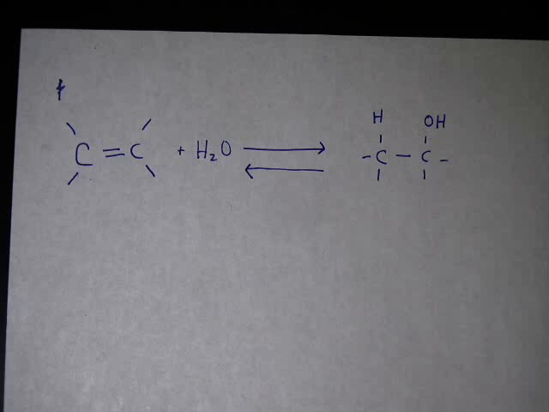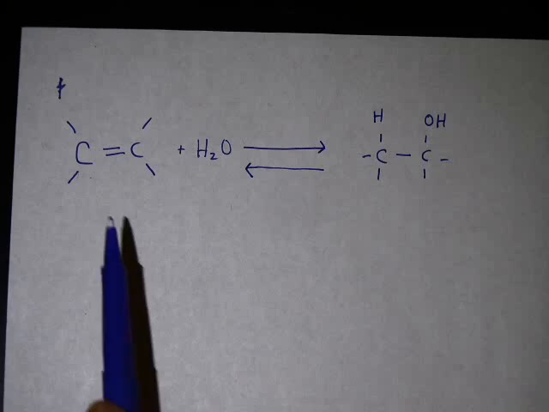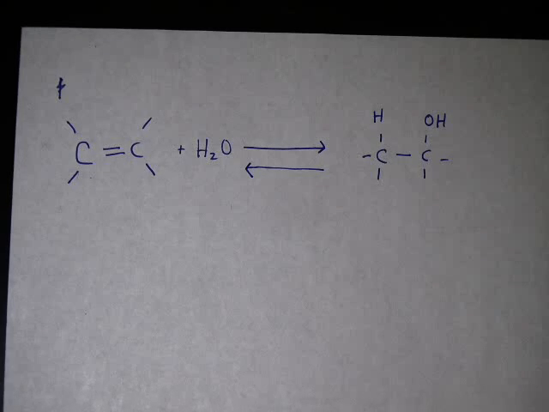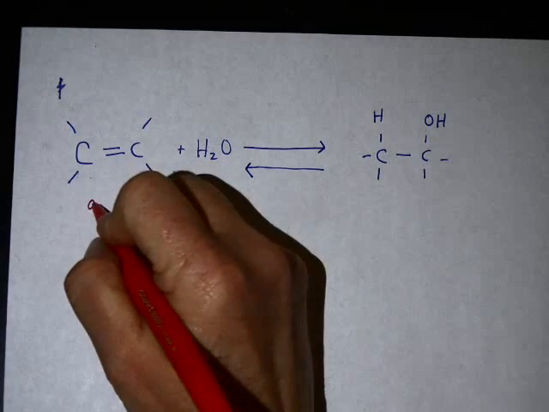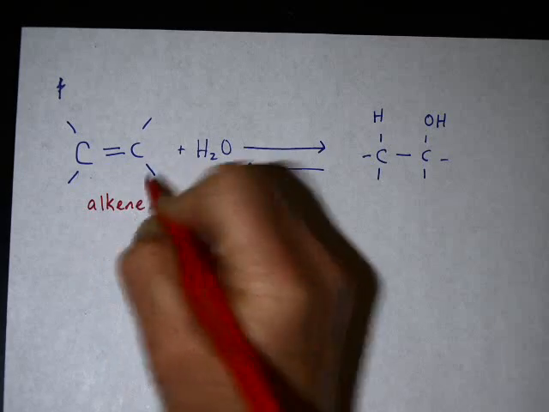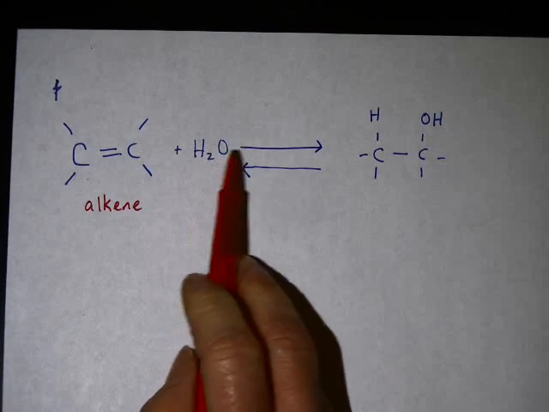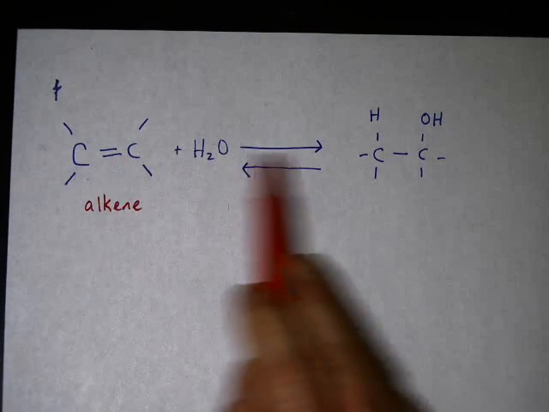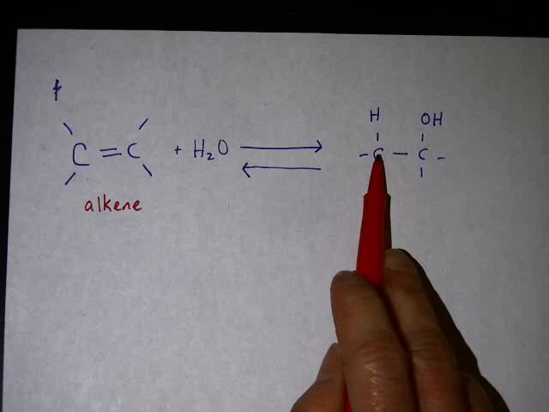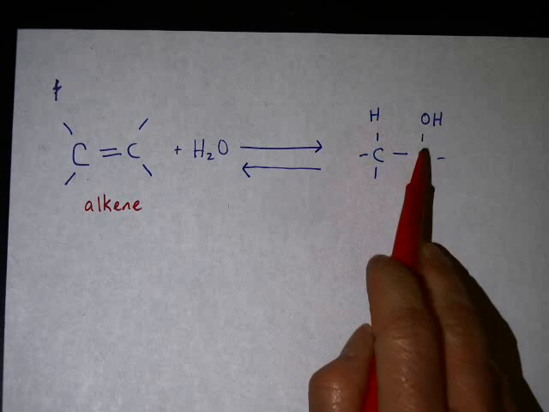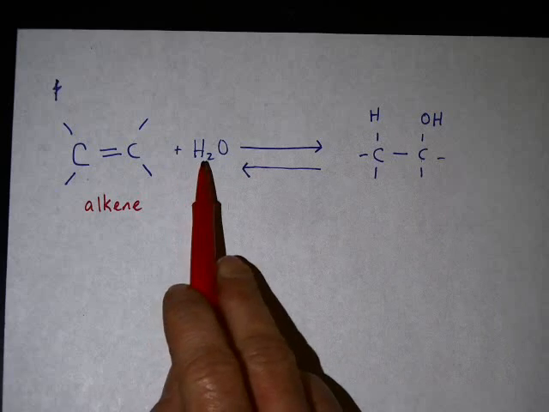Let's take a look at a reaction of alcohol that we might be able to predict based on knowing what we know about alkenes. So, for a quick review, remind yourself what an alkene can do. Here's an alkene. An alkene will react with water this way. The double bond will turn into a single bond. One of the carbons gets the H, one of the carbons gets the OH from the water.